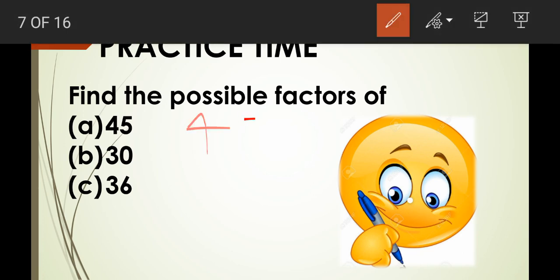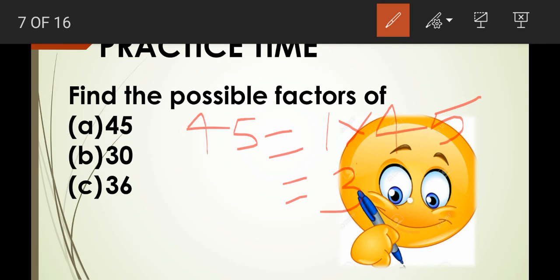Write all the possible ways. That is 45. How? Always start in the multiplication table of 1. That is 1 into 45. Always start like that. Then what can you write? 1, 2, 3. 2 table it won't go. So 3. 3 into 15. Then what will come? 5. 5 nines are 45. So it will go on like that, right? Now you have to write down the factors.